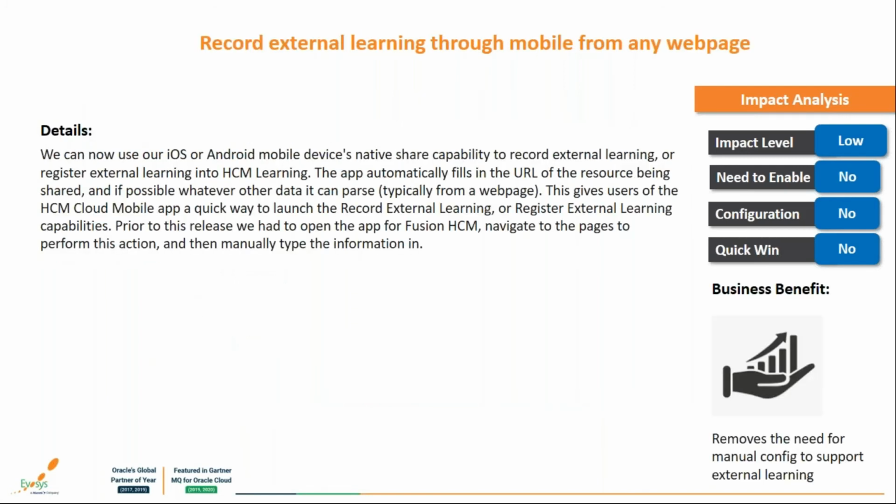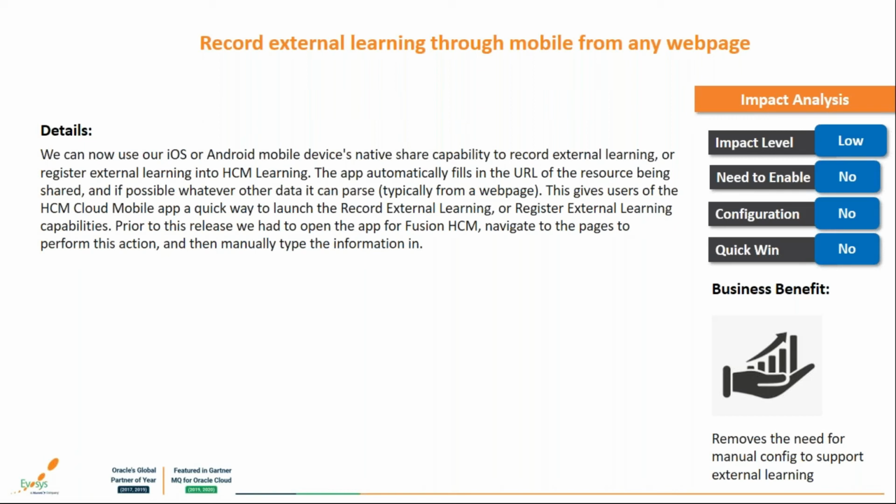Finally, we come to record external learning through mobile from any web page. Now, this particular feature actually helps remove the need for manual configuration to support external learning. So now we can directly go to our app, and the app automatically fills in the URL for the resource being shared and to be learned.